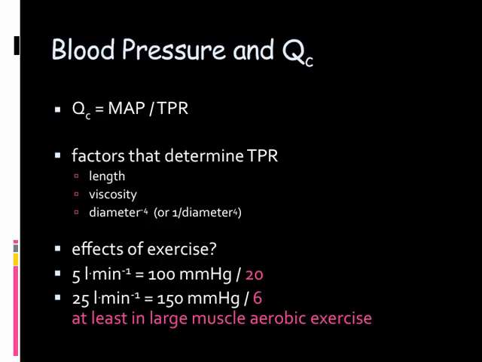Here's another math problem for you. What if total peripheral resistance did not decrease? What if it stayed at 20? What would the mean arterial pressure and what would the systolic and diastolic pressure have to be for you to be able to pump 25 liters of blood per minute if your total peripheral resistance was 20? It's a good little assignment.